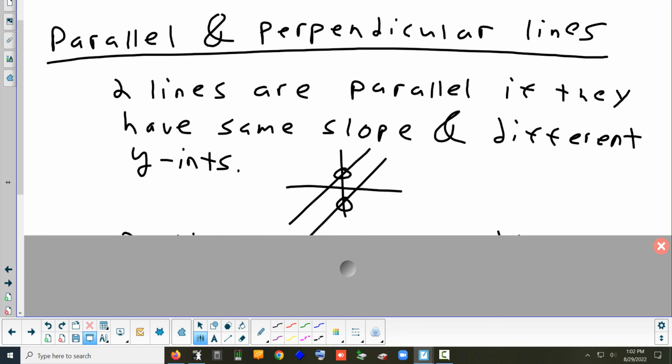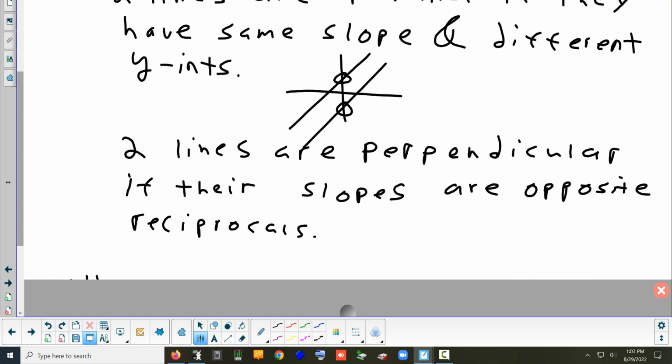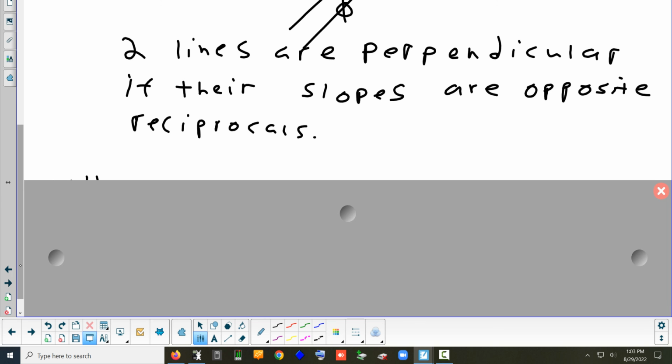How about perpendicular? It doesn't have anything to do with y-intercepts. You remember that one? Opposite slopes? Like positive, negative. Yep, that's part of it. One of them has to be positive, one of them has to be negative. Unless it's the case of vertical and horizontal, then one is 0, one is undefined. That's a little different. But in general, one's positive, one's negative. And they have to be reciprocals. So two lines are perpendicular if their slopes are opposite and reciprocals.